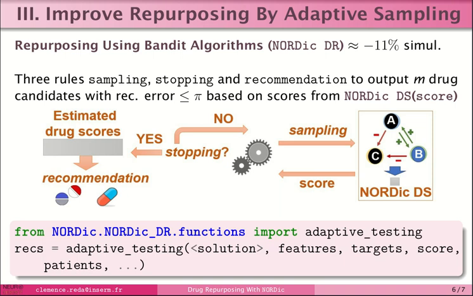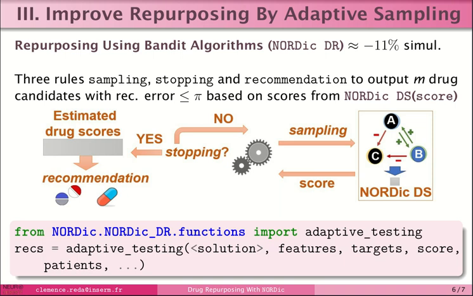While the bandit algorithm do not fulfill a stopping criterion, it sequentially samples the drug which is the most informative about drug scores. Then it calls the NORDic drug simulation pipeline in order to retrieve the random score associated with that drug. And finally, it uses that score either to sample the next drug or to estimate all the drug scores. At stopping time, the algorithm returns the top M candidates based on the estimated drug scores.